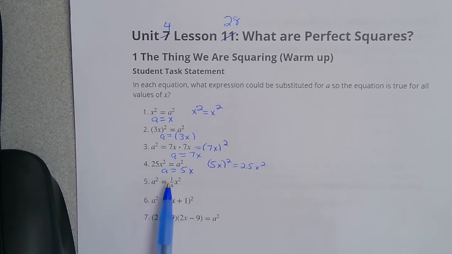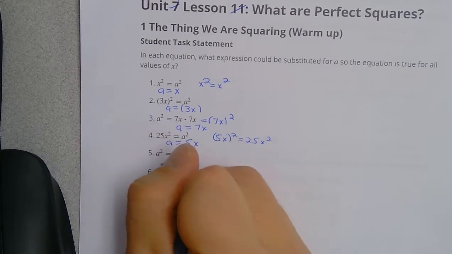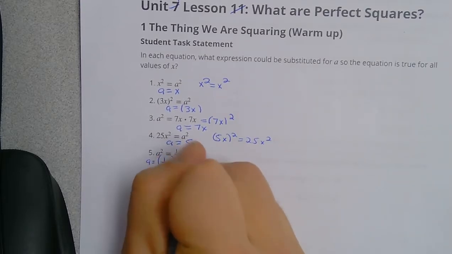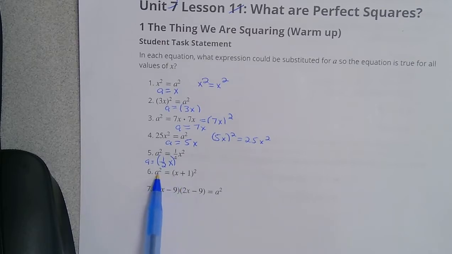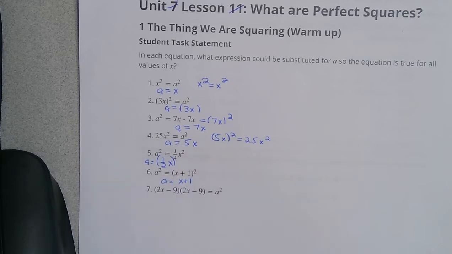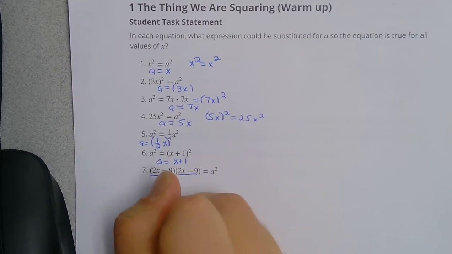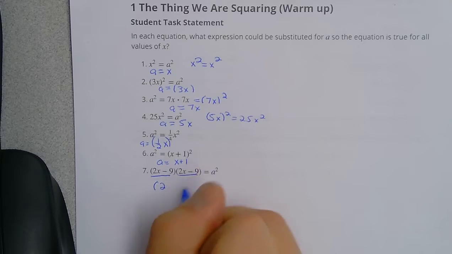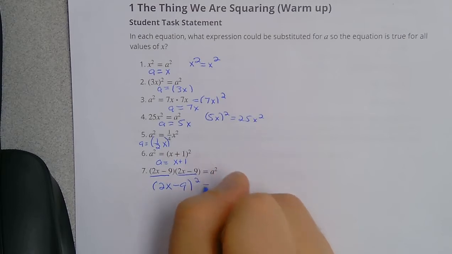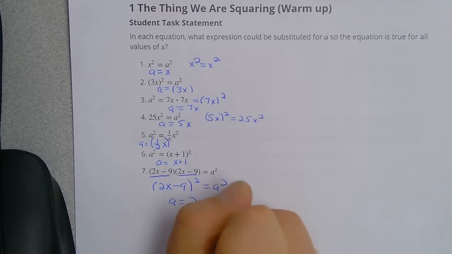For number 5, a squared equals 1/4 x squared. Well, what number times itself is 1/4? That's actually a half, and then x. So a equals 1/2 x. And then here, if a squared equals x plus 1 squared, a is equal to x plus 1. And then this one seems a little bit more confusing, but if I write 2x minus 9 times 2x minus 9, that's the same as 2x minus 9 squared equals a squared. So we could see that a is equal to 2x minus 9.